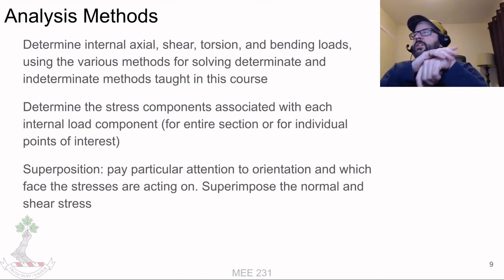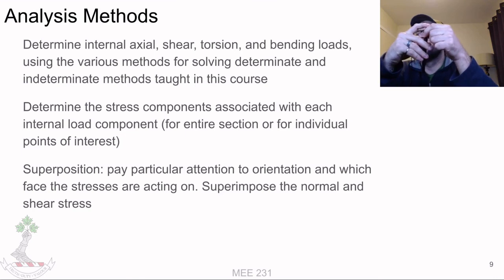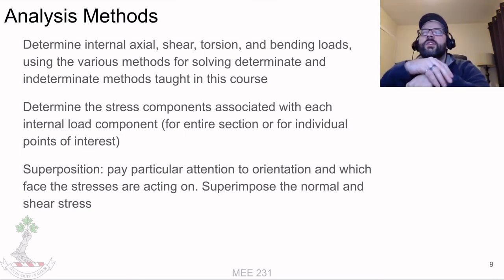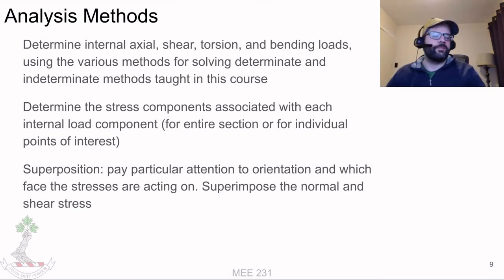Then you figure out what sort of stress components are associated with each internal load component. You might be doing that for the entire section or perhaps for an individual point of interest that you were asked for. And then you just add stuff together. Just always keep in mind your orientation and what face the stresses are acting upon. So then you superimpose the normal stresses and superimpose the shear stresses, either adding or subtracting them if they're opposite signs, and that's the result for what you're looking for.